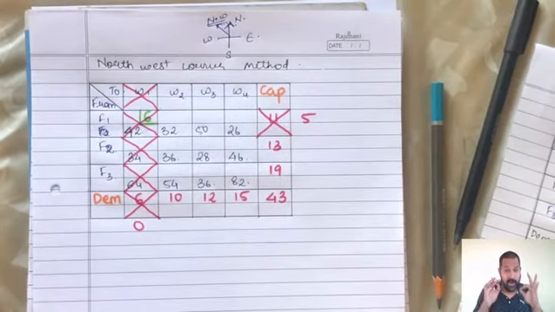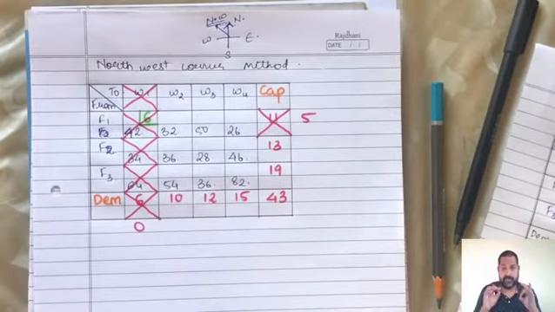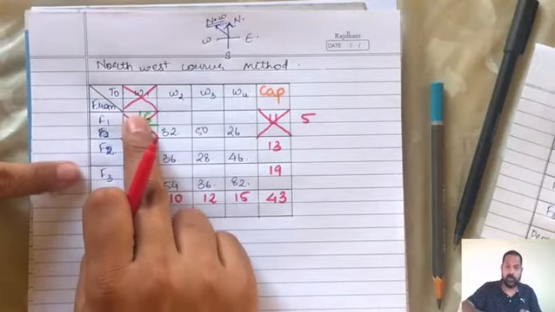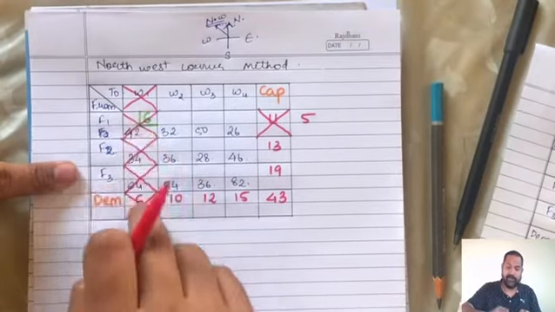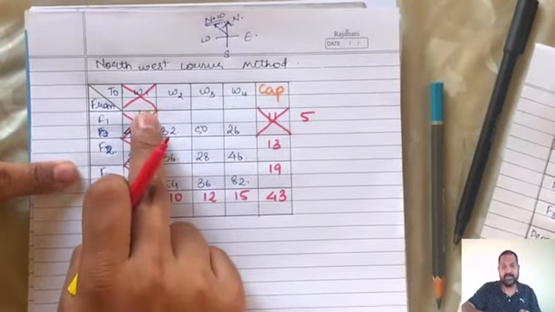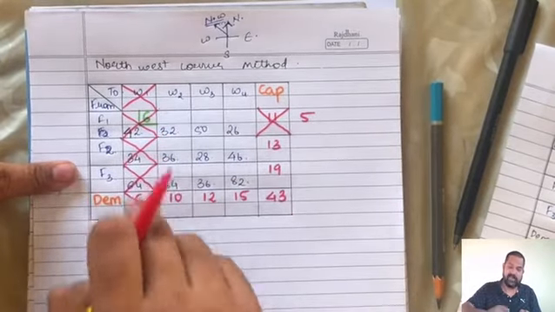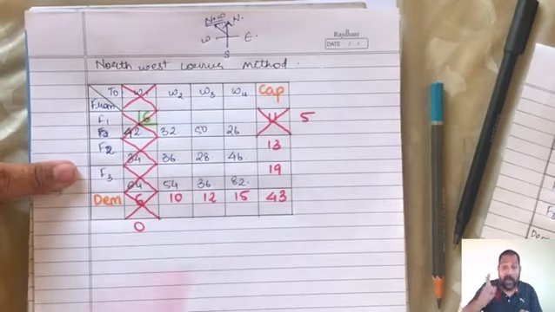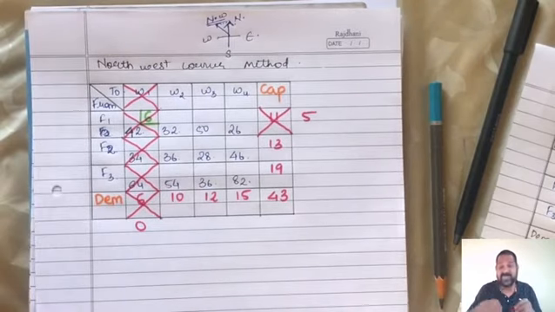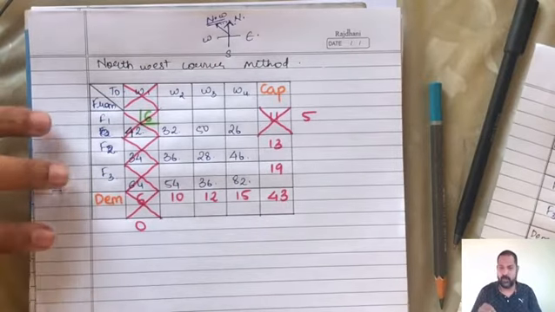I'm going to repeat this one last time. Listen carefully. Go to the northwest corner, examine demand and supply, allocate whichever is less, and subtract that from the demand as well as the supply. One of them will always get exhausted. Whoever is lesser will always get exhausted.